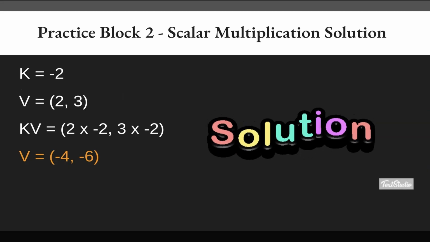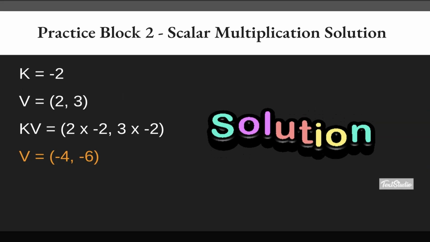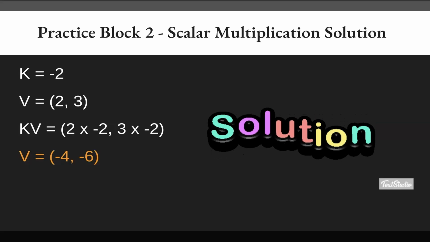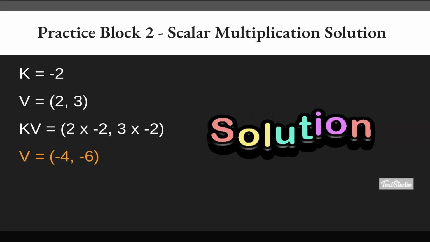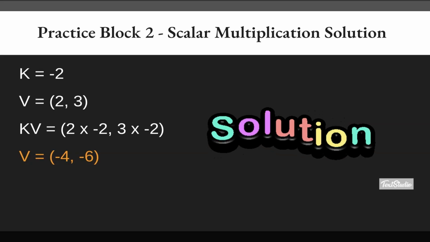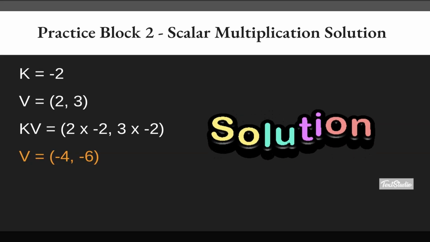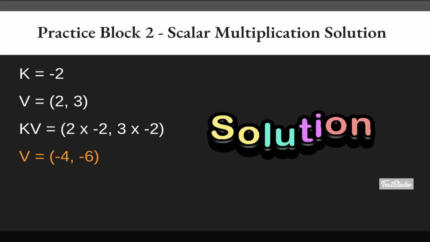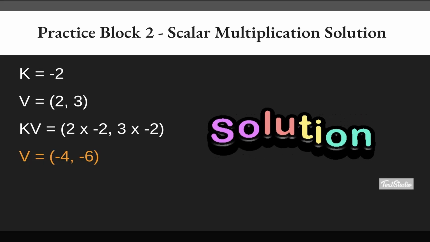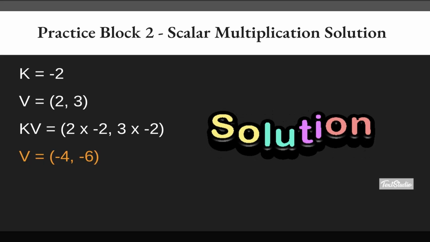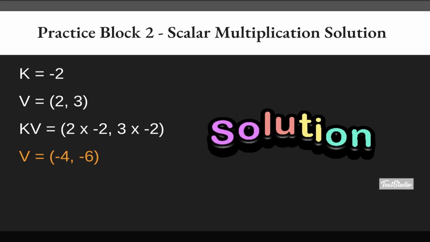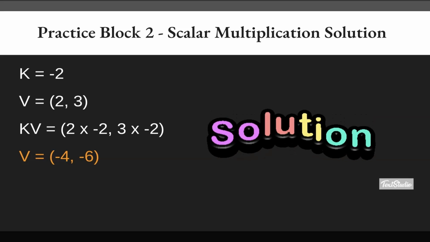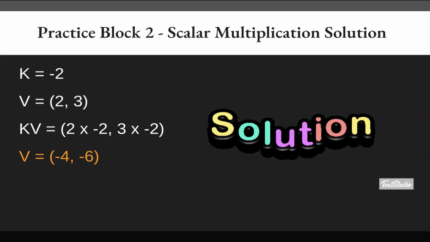So here's the solution. k is equal to -2 and V is equal to (2, 3). So kV should be equal to (2 times -2, 3 times -2). And the answer should be (-4, -6). The vector now points in the opposite direction, flipped and scaled. Now you've just turned a forward motion into a backward one.